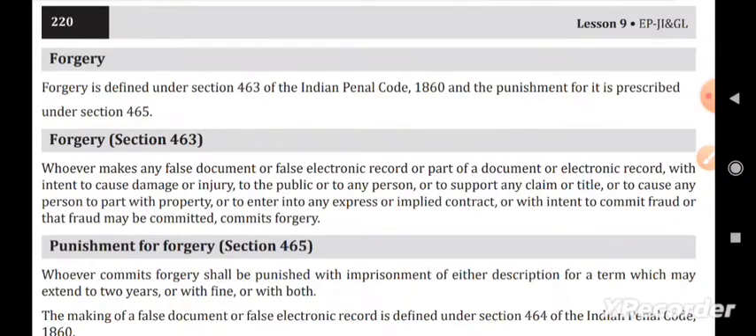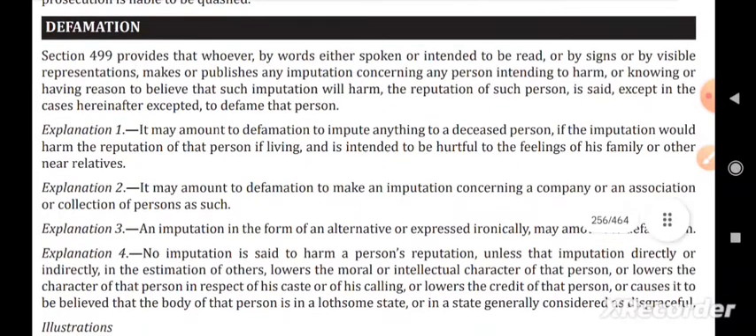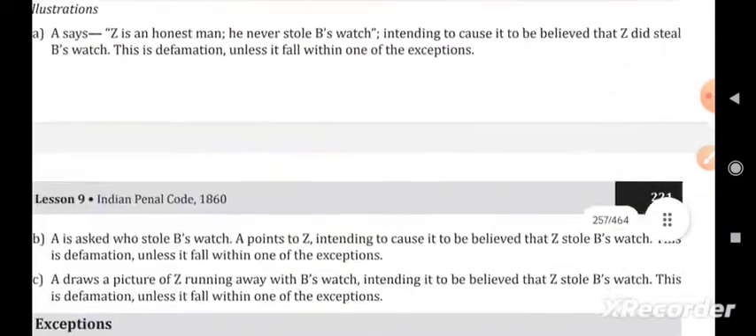An example case law is Balbir Kaur versus State of Punjab. Next we have defamation under section 499. When a person makes or publishes an imputation intending to harm, or having reason to believe that such imputation will harm the reputation of such person, it is known as defamation. Innuendo means hidden defamation. The exceptions, what is not defamation, are written here. Punishment for defamation under section 500 is imprisonment for 2 years, fine, or both.